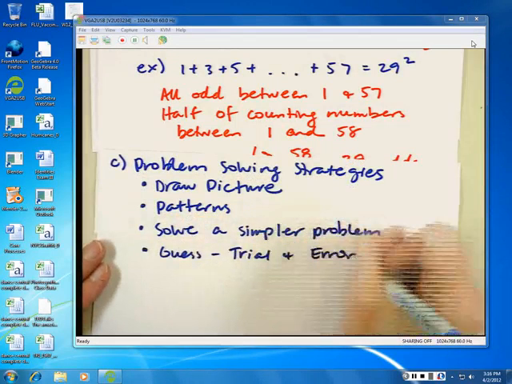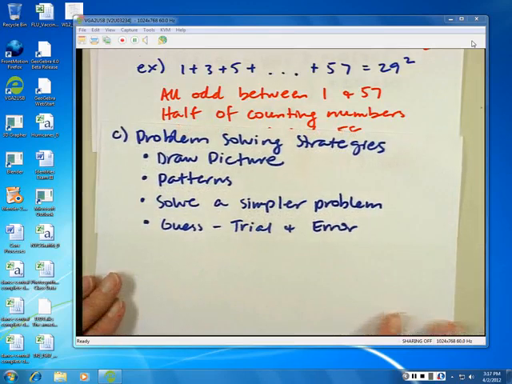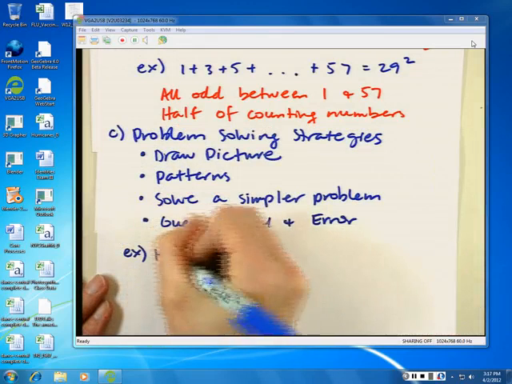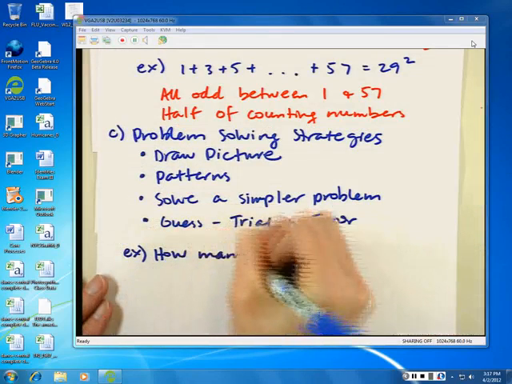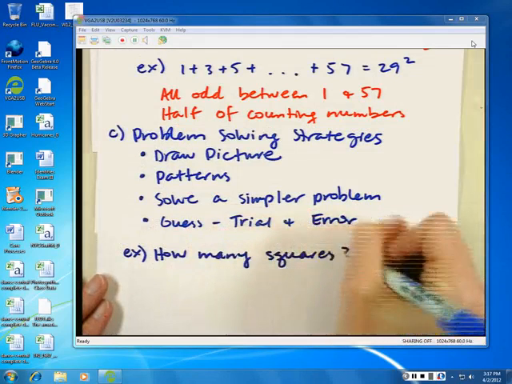Trial and error. Okay, so there's a lot of different problems that we're going to find in, I think this is section 1.3, a ton of different kinds. I'm going to do just a few to show you what some of the techniques are. So here's our first example. How many squares are in the figure? Okay, so let me draw the figure.